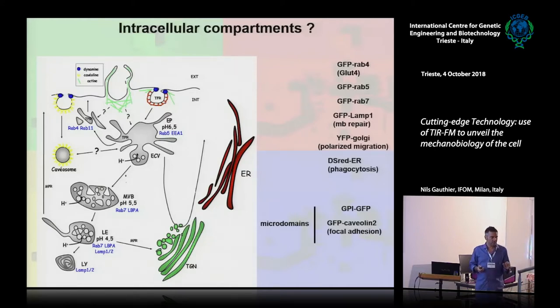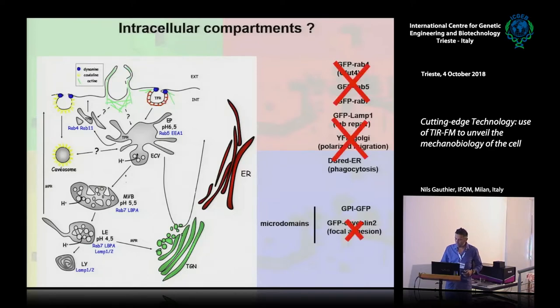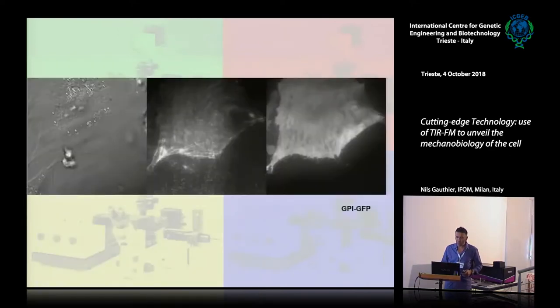GPI-GFP, which is a glycosylphosphatidylinositol anchor protein, a marker of the so-called lipid rafts. The concept is debatable, but it's basically a membrane marker that is entering and exiting the cell with a specific pathway that is not the clathrin or the classic endocytosis pathway. How we did that was the little trick I wanted to share with you, because to see that was much more tricky.